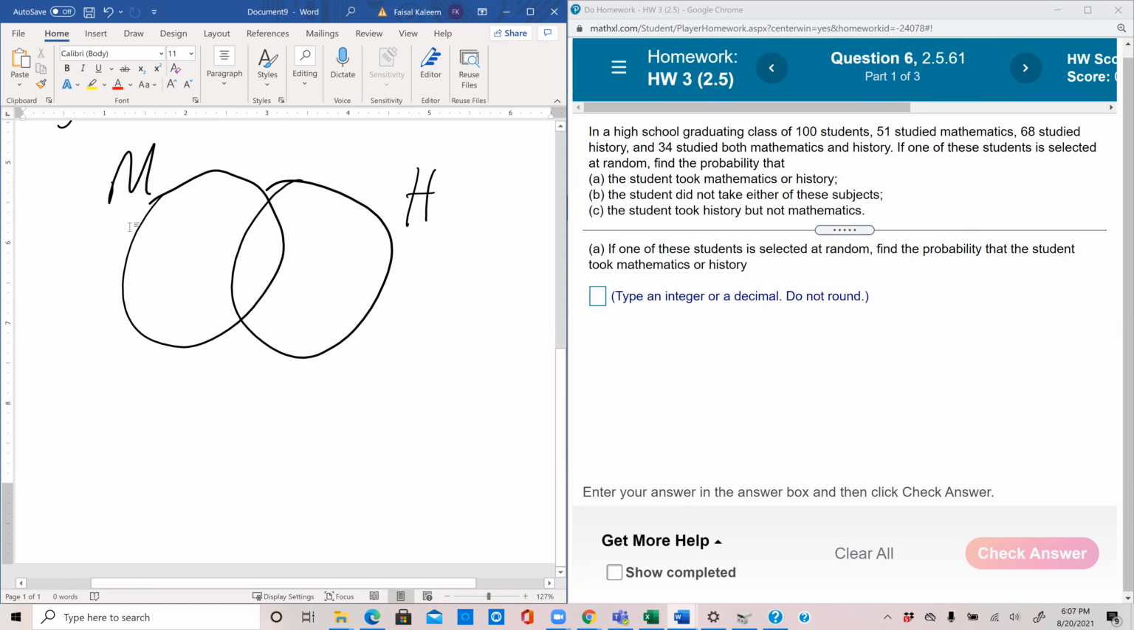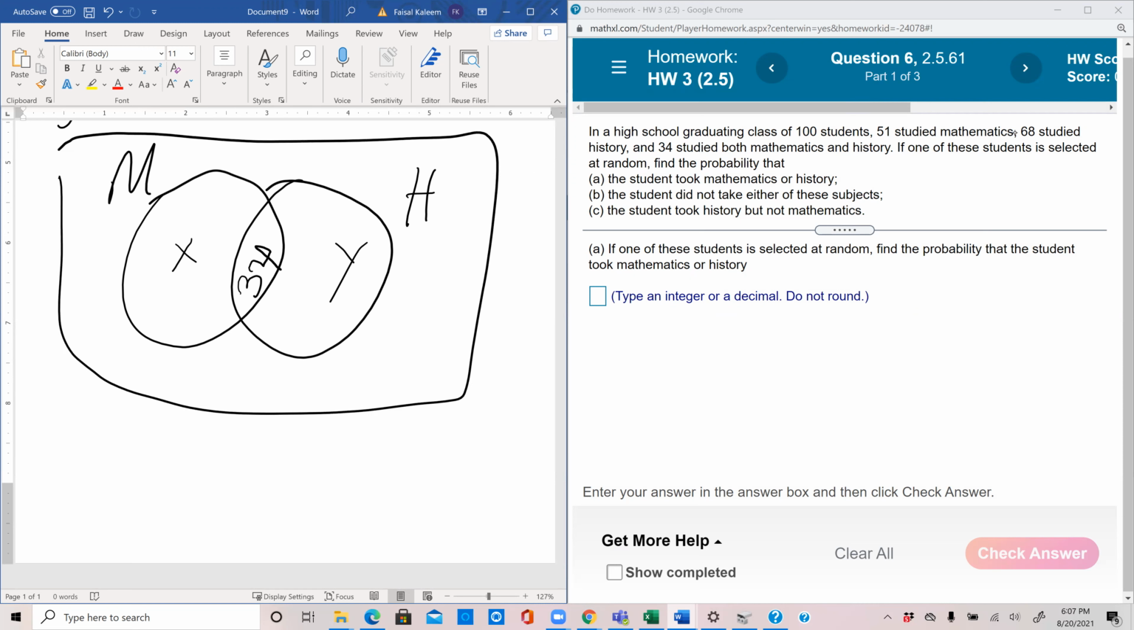So we are also given that 34 studied both math and history. So this intersection is 34. And let's say this is X and this is Y. 51 studied math. So that outer rectangle is all of the 100 students. So let's say this one is Z.